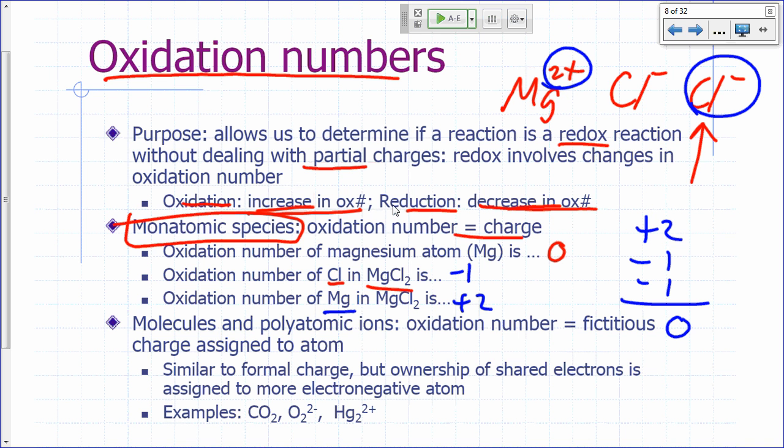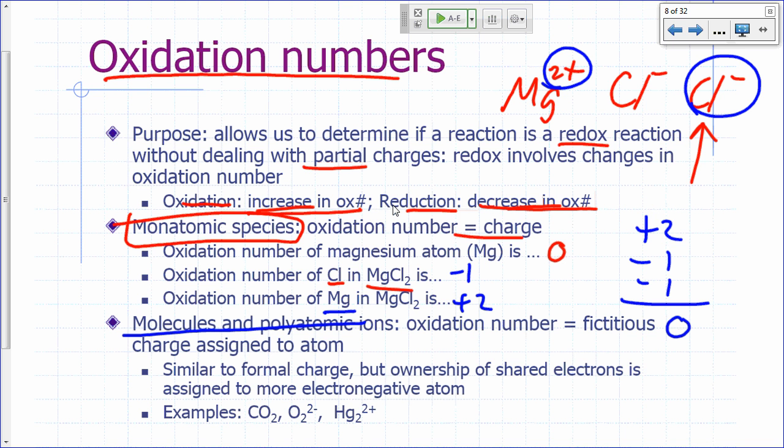Okay? Now, that's if you're dealing with monatomic species. And you have to realize that you can have a monatomic ion within a compound. Now, what if you have a molecule or a polyatomic ion? Then the atoms there do not have a charge. The whole molecule has a charge of 0. A polyatomic ion has an overall charge, but the individual atoms within that structure do not have a charge.